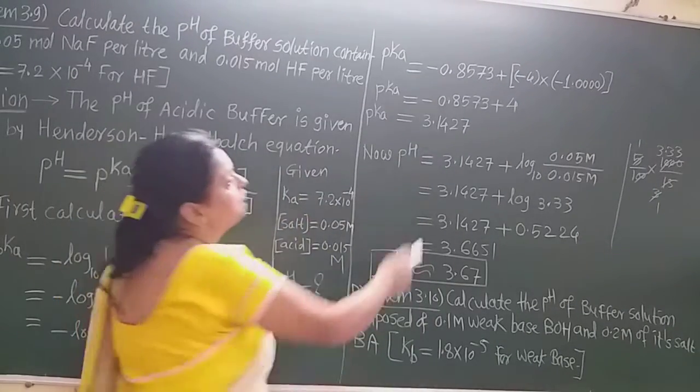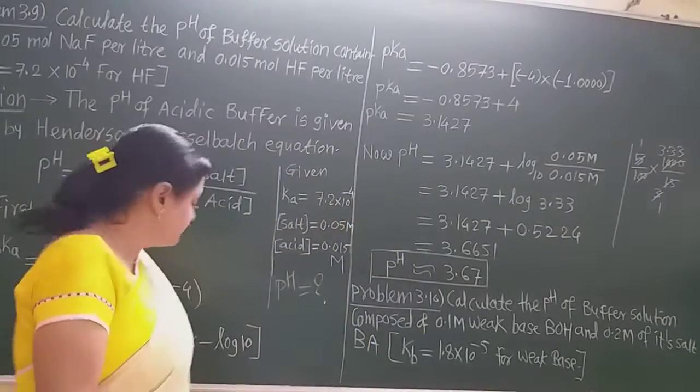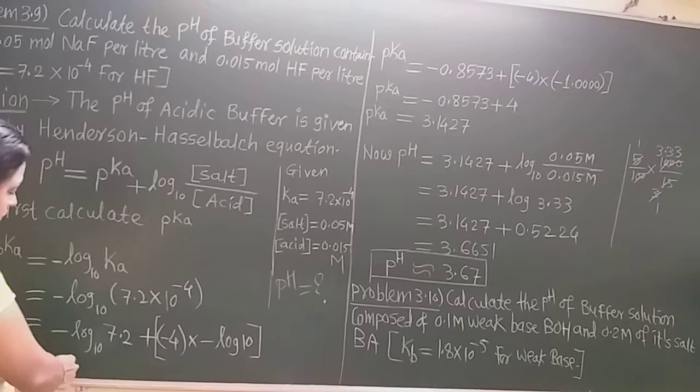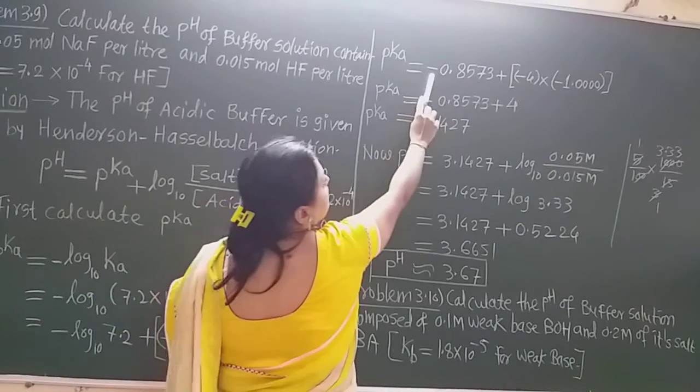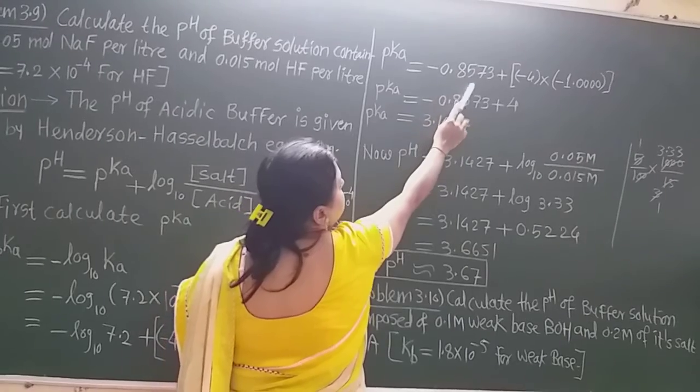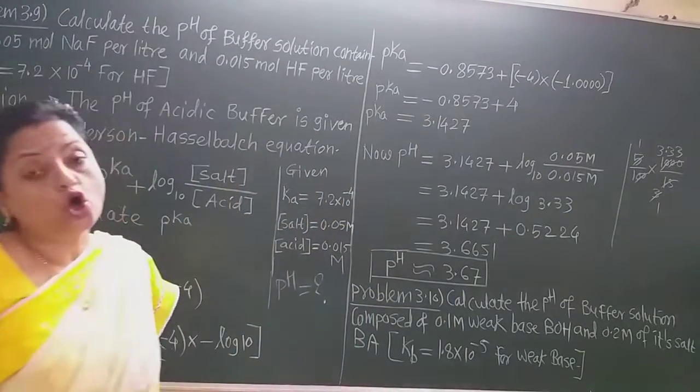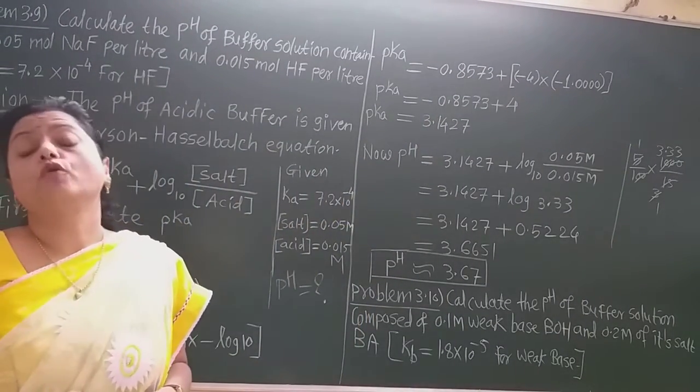And why the minus sign here? Because here is minus log to the base 10 of 7.2. So here you give the minus sign. So minus 0.8573 is the log of 7.2.